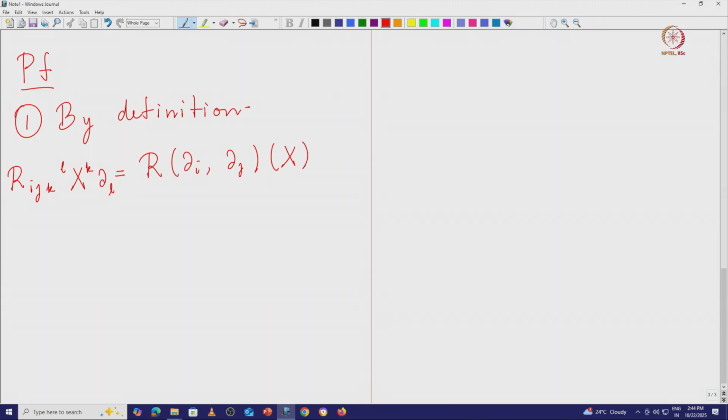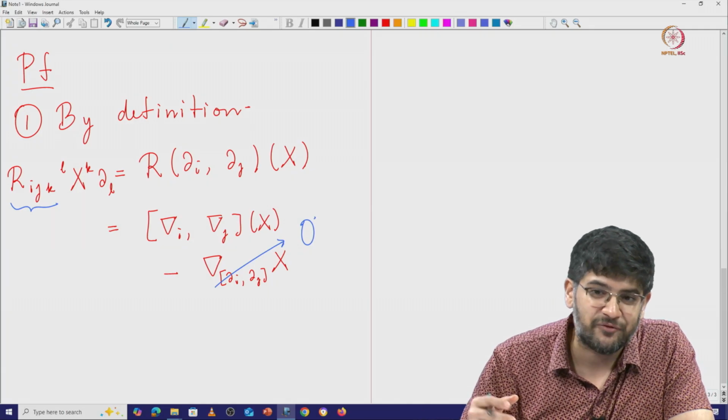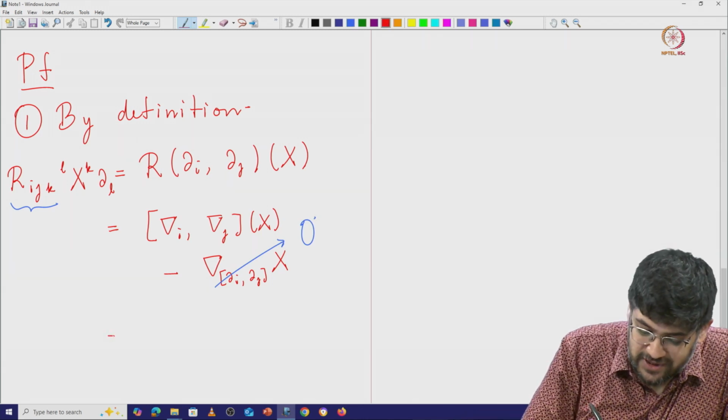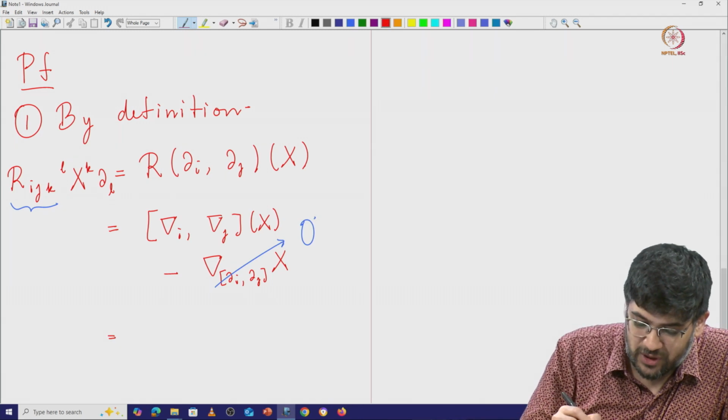But on the other hand, this is how we defined these components R_ijk^l. By the definition of the curvature endomorphism, this is precisely this commutator applied to X, minus a term that comes from the Lie bracket. But this is 0 because ∂_i and ∂_j, being basis vectors coming from coordinates, have Lie bracket 0. So now we just compute what this is.